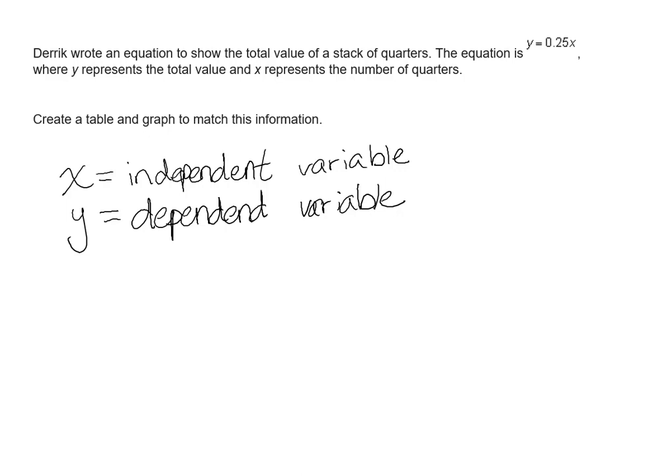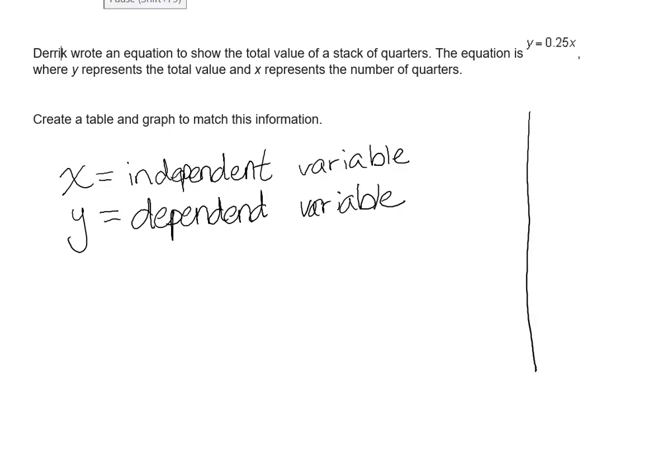This video is to discuss the relationship between tables, graphs, and equations. In the problem we see here, Derek wrote an equation to show the total value of a stack of quarters. The equation is y equals 0.25 times x, where y represents the total value. Y is your dependent variable; the total value depends on x, which is how many quarters are in the stack.